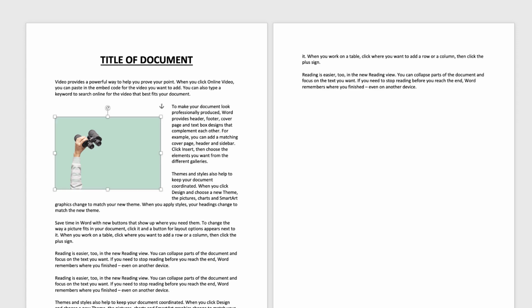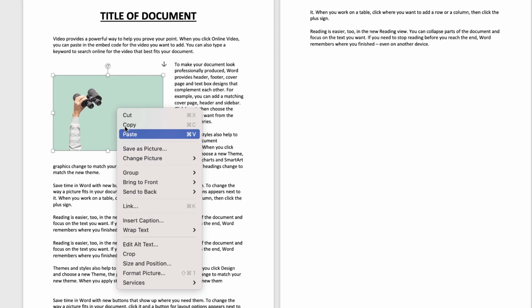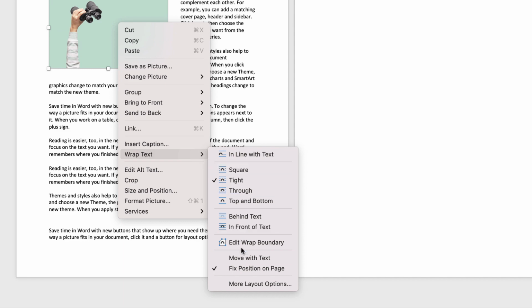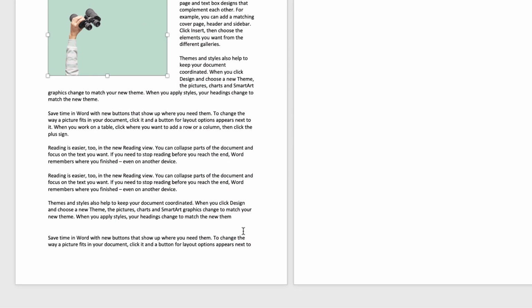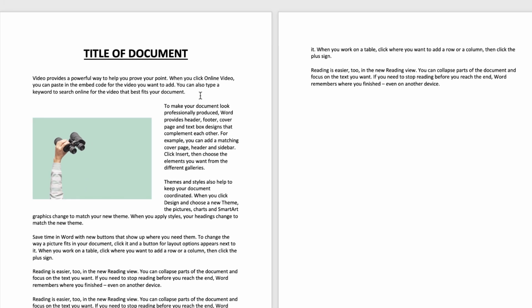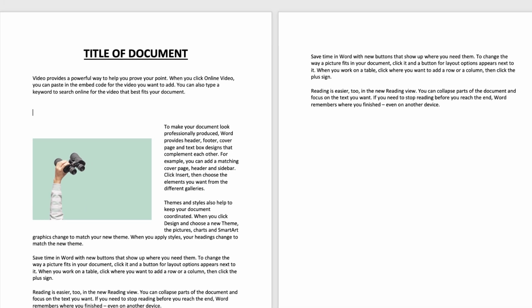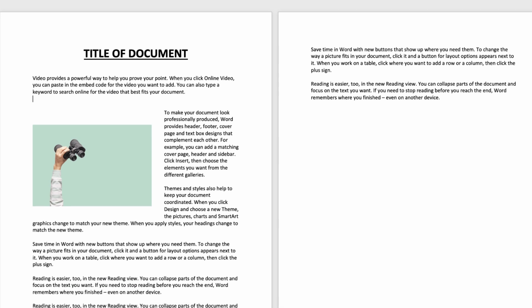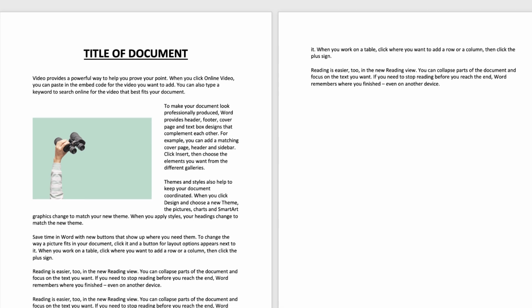If you want to undo that, just simply click again, right click, Wrap Text, and then just go up to Move with Text, check that. And once again, if I go back to the top, it will move once again. And this can be really handy with lots of different elements of your document, including text.